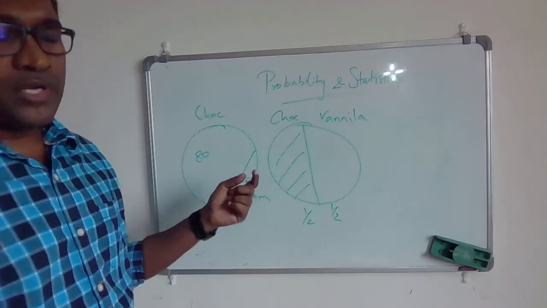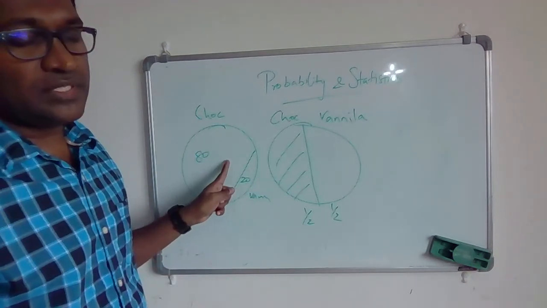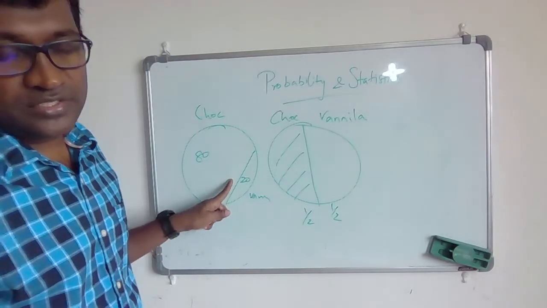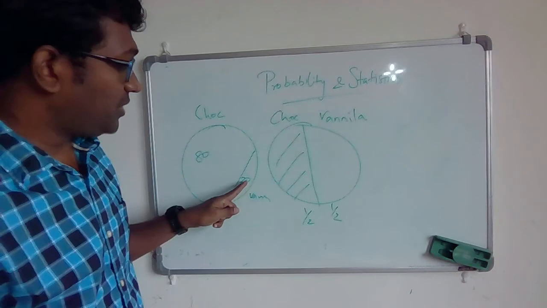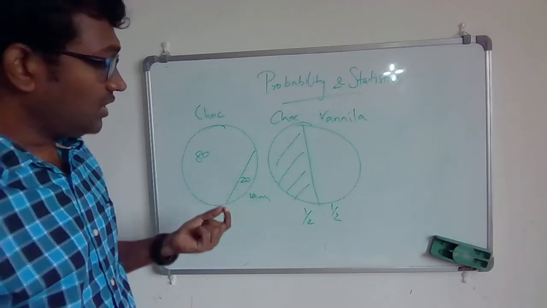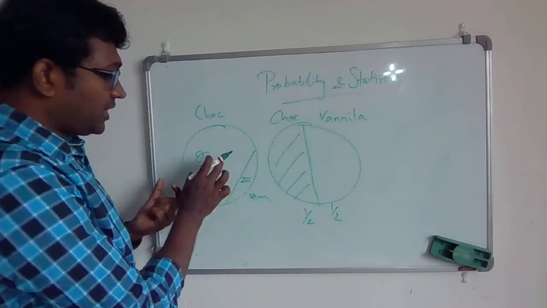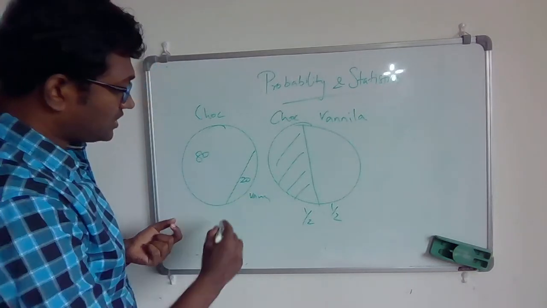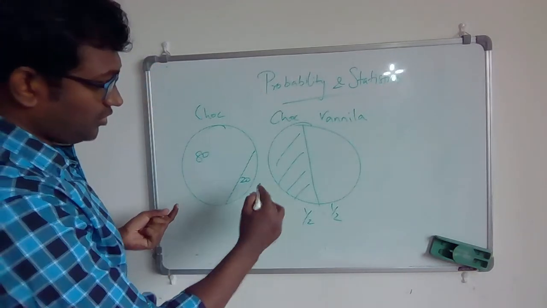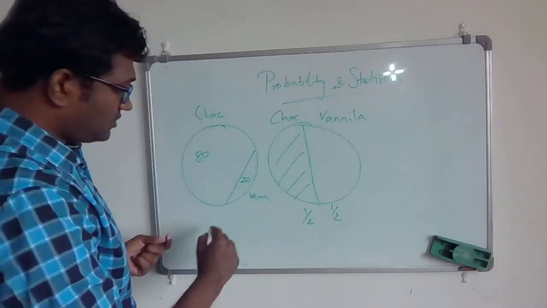Okay, and if I randomly close my eyes and just touch, mostly I will be touching the place where it is chocolate, and there are chances that I will touch the vanilla as well, so that I get a piece of it. So the probability of getting chocolate is higher, the probability of getting vanilla is lower. So this is an example of a probability distribution where it is not uniform. Here it is uniform, here it is not uniform.